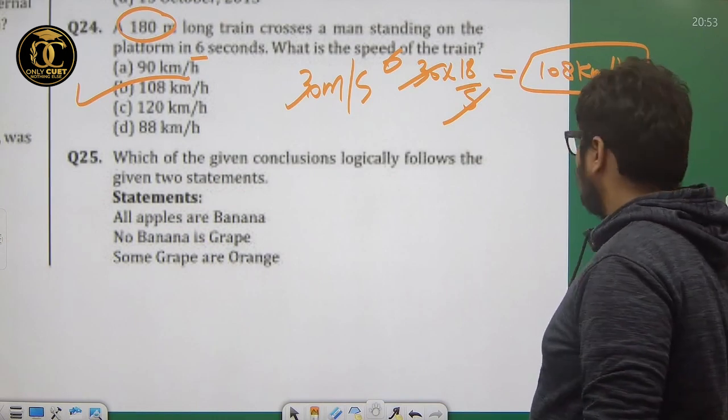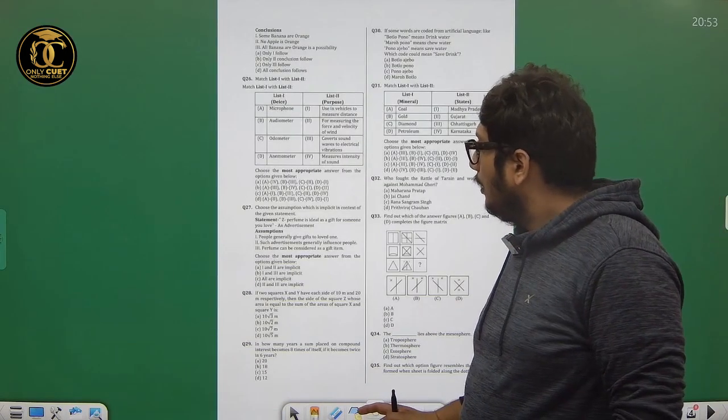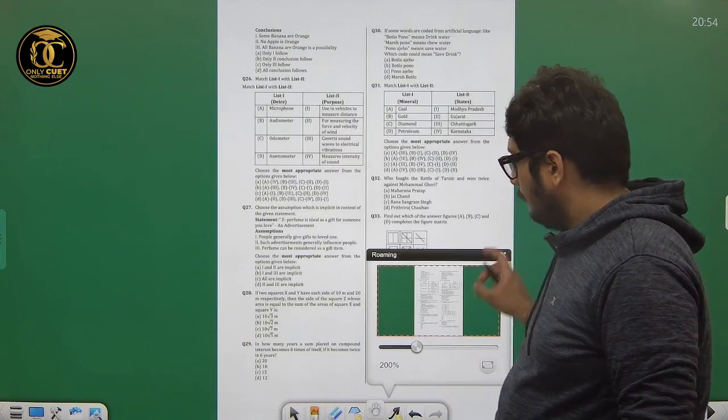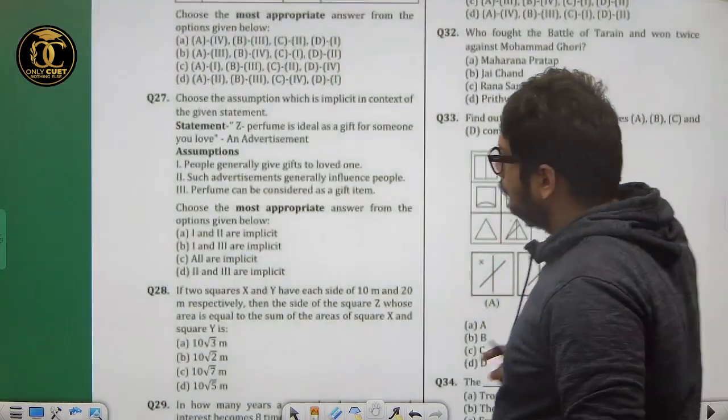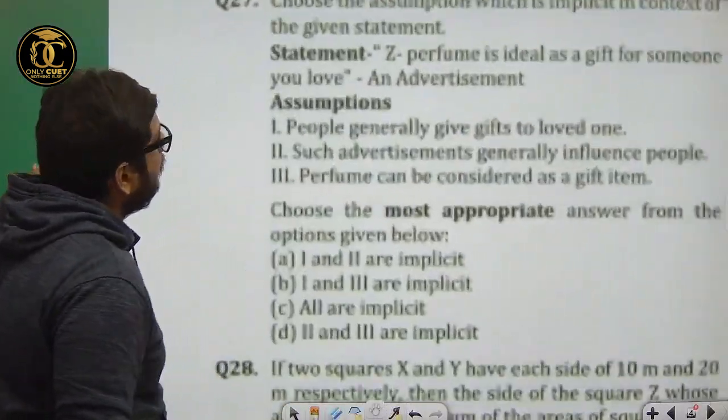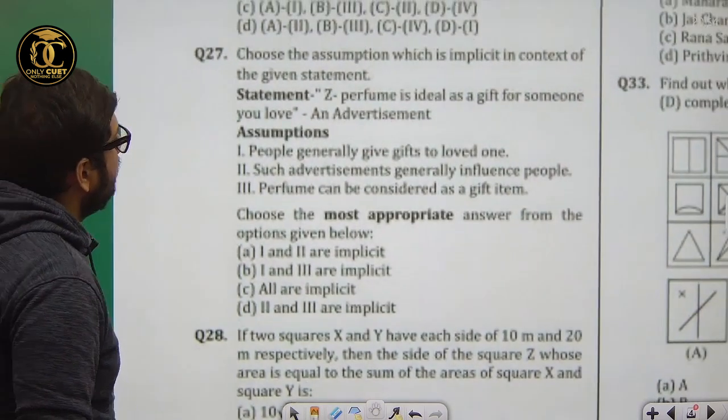Question number 25, just ignore for a moment. Let us look at question number 27. Just give this a read once.